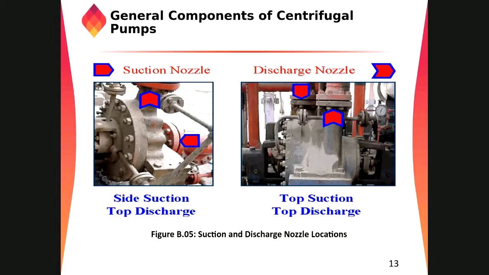And there is this arrangement called side suction top discharge, and this one is top suction and top discharge, meaning the suction is also from the top line, and the discharge is also going from this one. So the water comes from this line, goes to the impeller and goes to this side. So these are two arrangements of the suction and discharge nozzle for the end suction pump.